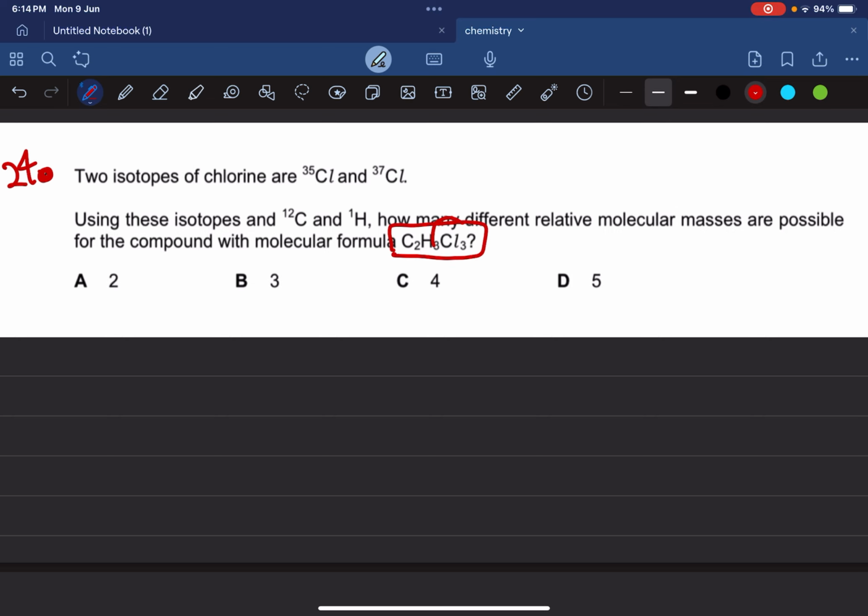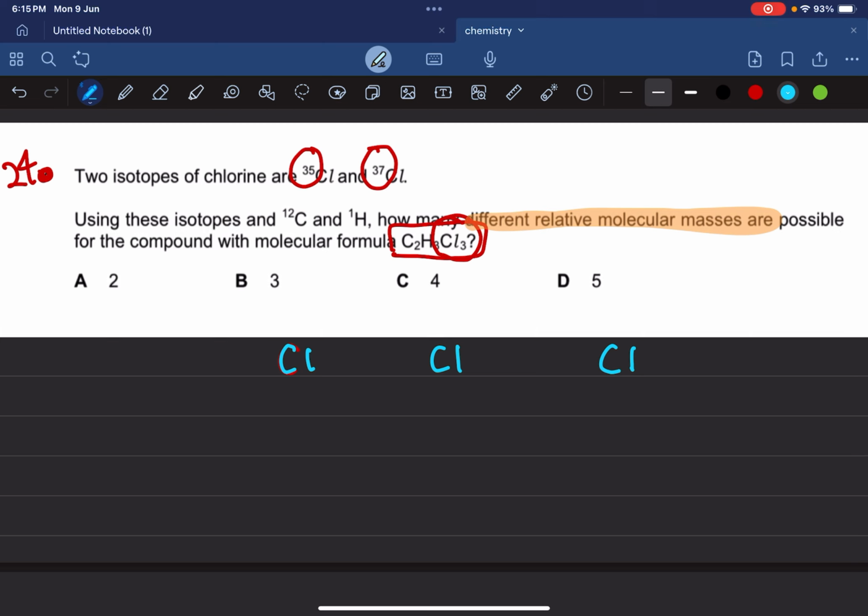You have 3 chlorines in it. Try to understand it like this. 3 chlorines in it means that one chlorine is 35, one chlorine is 37. You have to make different relative molecular masses. That is your job. You have to create different combinations of 3 chlorines. I have this 1 chlorine, 2 chlorine, 3 chlorine. I need to create different combinations of it.